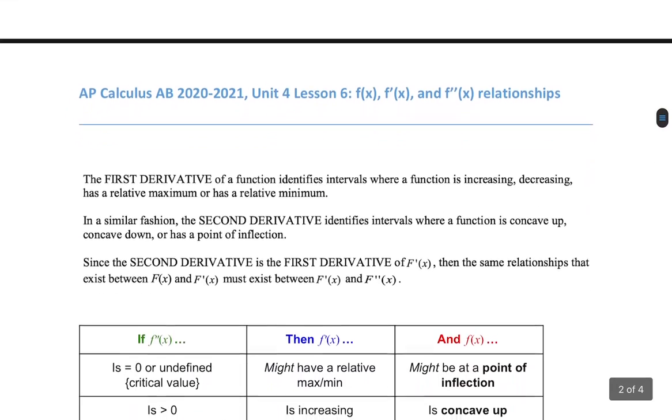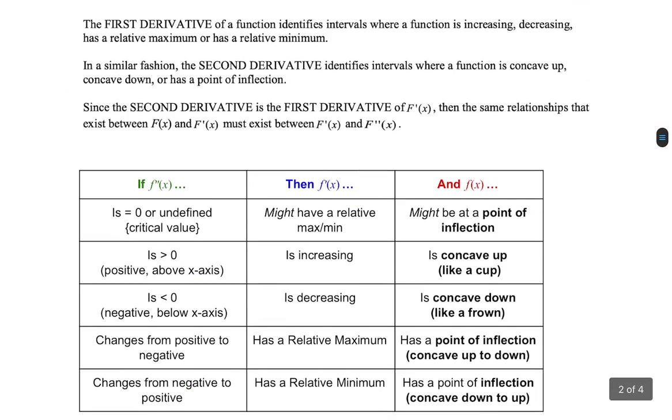Like I said, the first derivative we know tells us when our original function is increasing, that's when the first derivative is positive, decreasing, first derivative is negative, relative max or relative min. So either the first derivative goes positive to negative, if you think about the slopes of those tangent lines, or first derivative goes negative to positive, mins and maxes.